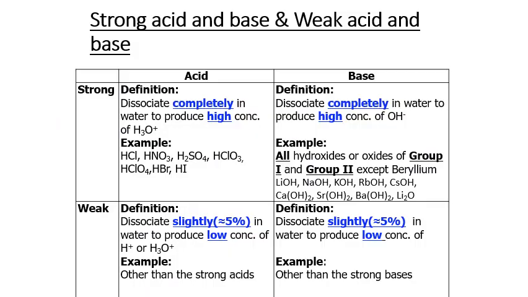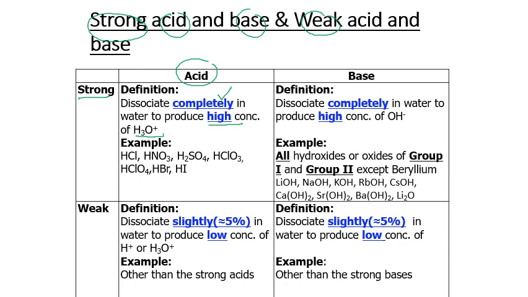Besides knowing how to differentiate acid and base, we also need to know how to differentiate between strong acid and weak acid, strong base and weak base. So here I give you a table and then we look at the definition. A strong acid dissociates completely, so it will produce a high concentration of H3O+.